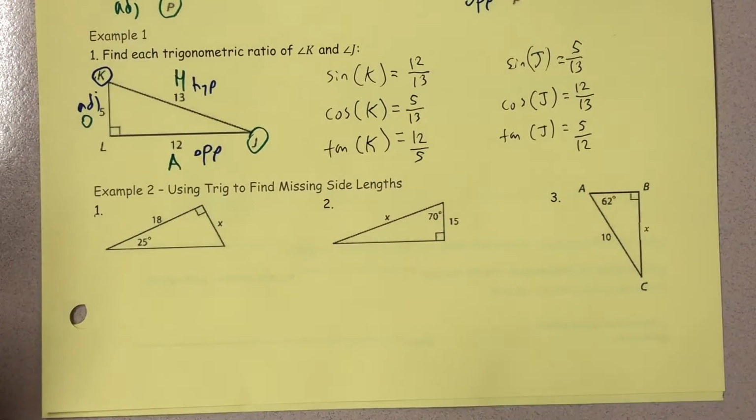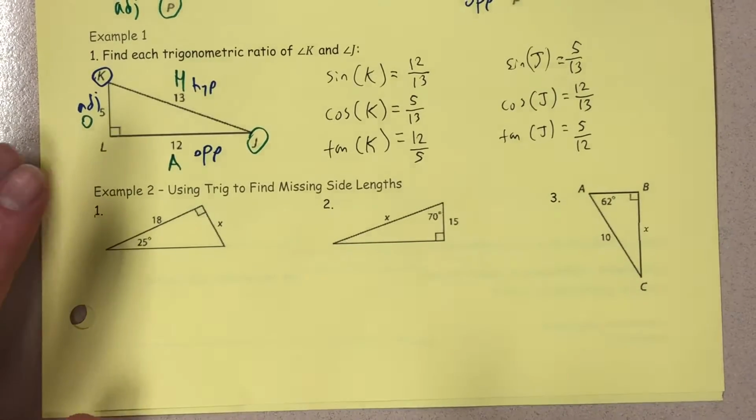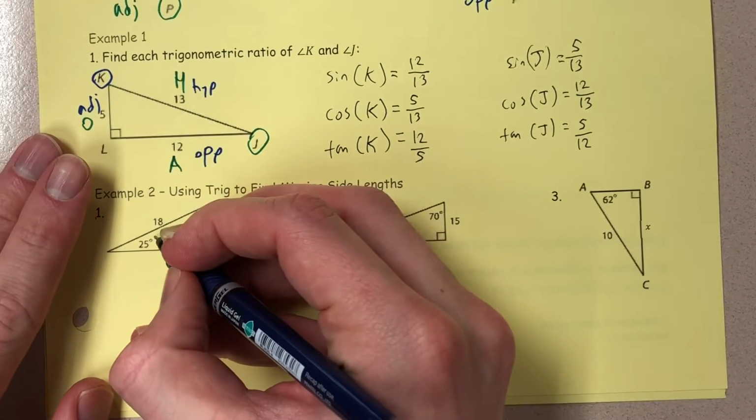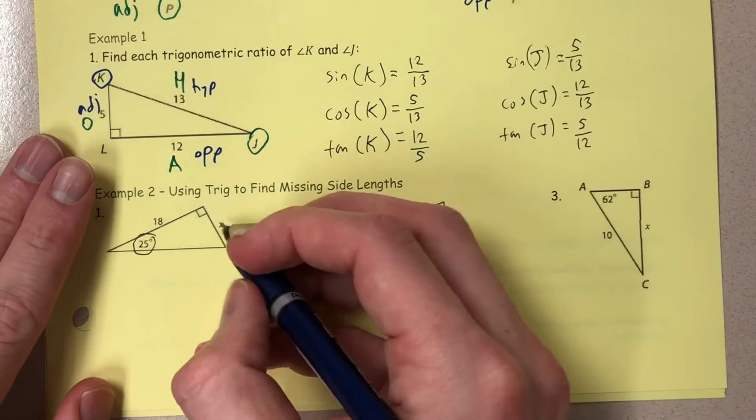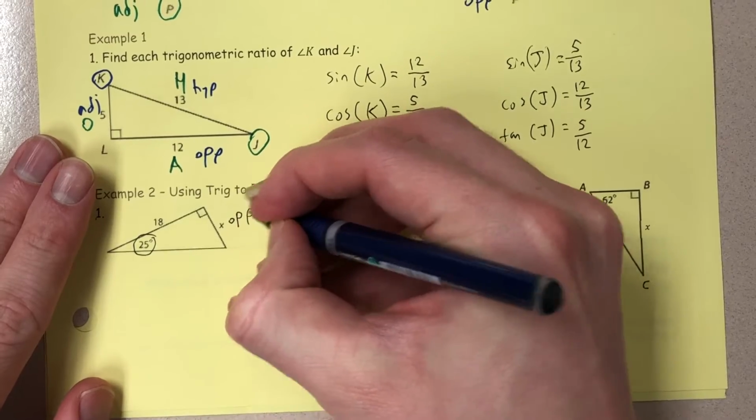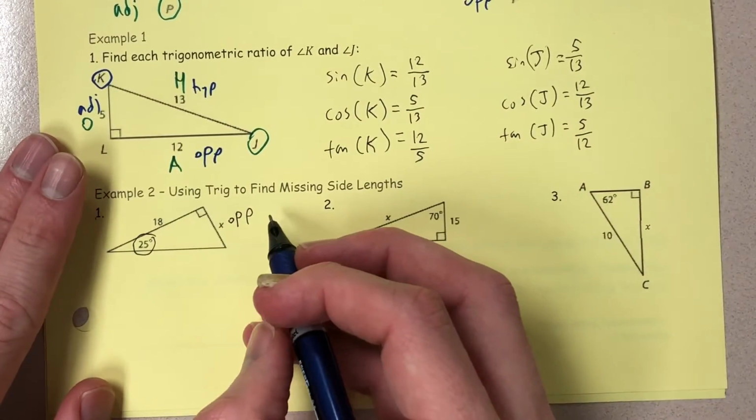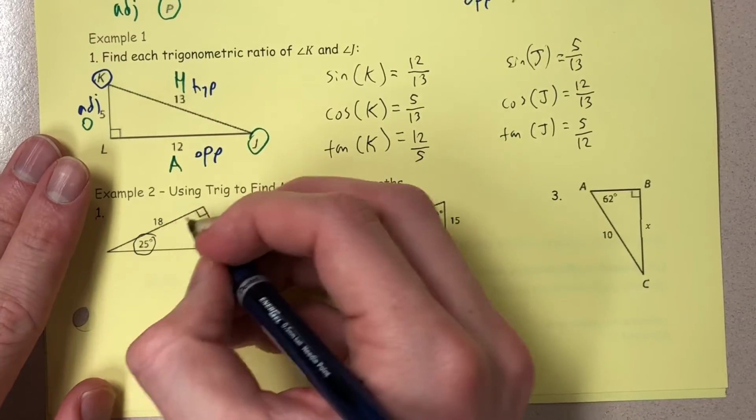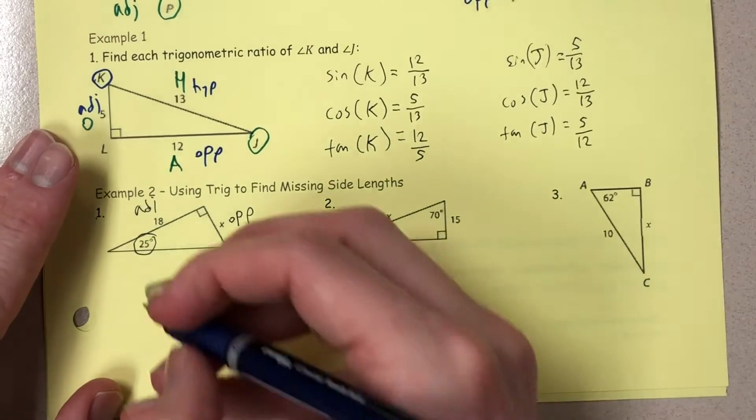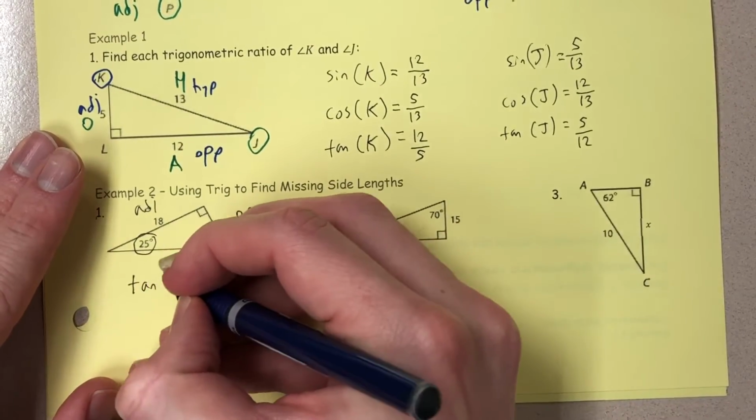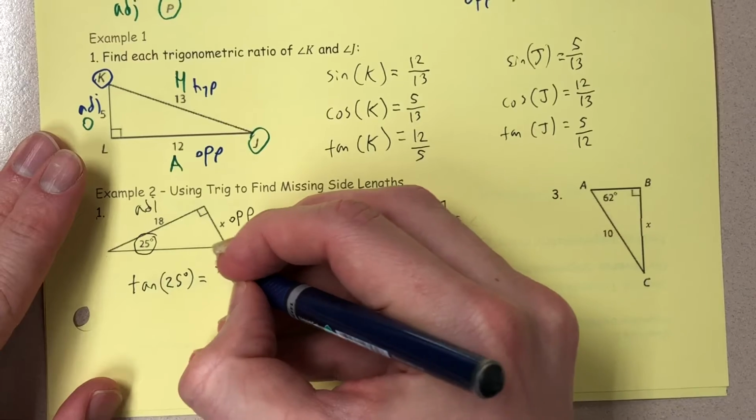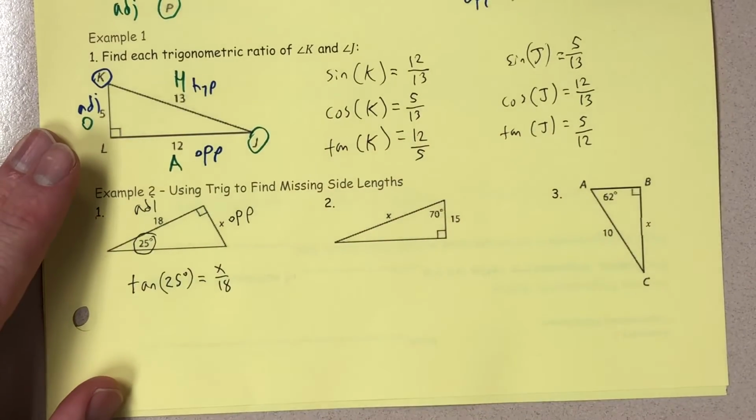Okay, so if we're using trig to find missing side lengths, we first need to set up our trig ratio. In this case, 25 is our angle, so we need to know what x and 18 are in order to use the correct trig ratio. So x in this case is opposite 25, it does not touch 25, and 18 touches this 25-degree angle and our right angle, so 18 is adjacent. Our trig ratio, which uses both opposite and adjacent, is tangent. So we can say tangent of 25 degrees equals x over 18.